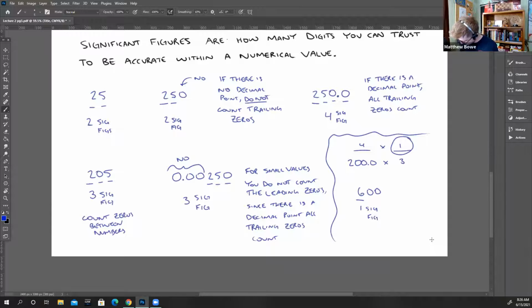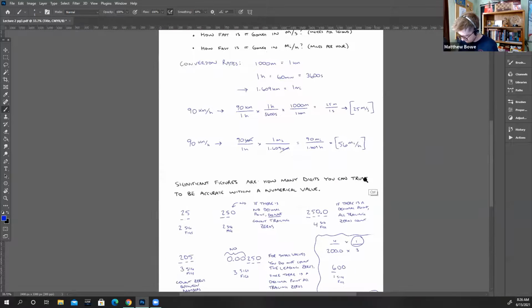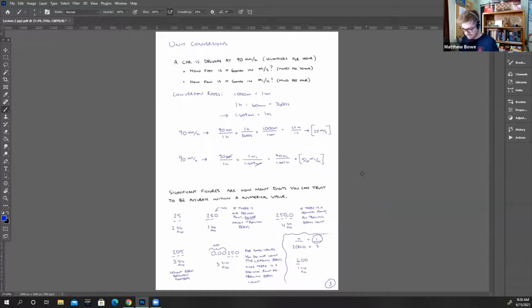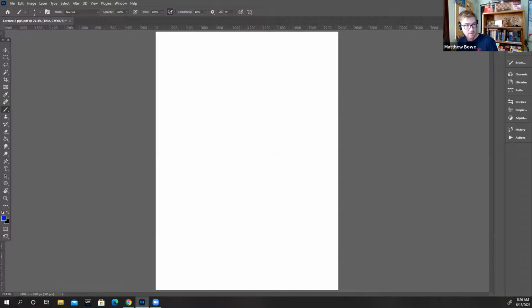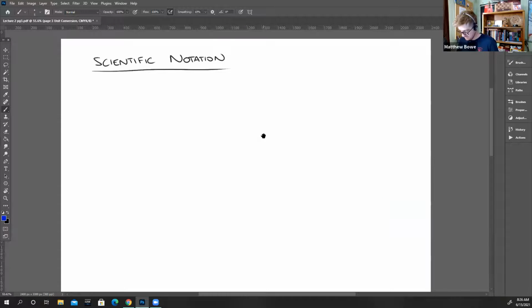Okay, so I believe this is page 3 or so. There's that. And what's next? Next, we're going on to scientific notation. All right, so what is scientific notation?